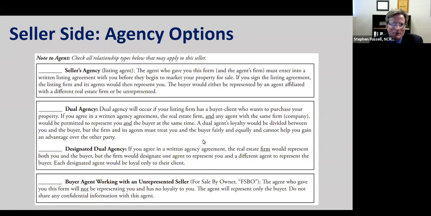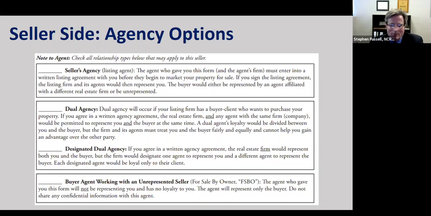So let's say, for example, in the first category, you've got a seller who wants to sell. You're hoping to list this property on behalf of your firm. And so what this form is saying to the seller is the agent who gave you this form and the agent's firm must enter into a written listing agreement with you before they begin to market your property. If you sign the listing agreement with the listing firm, then the firm and the agents would represent you. The buyer would either be represented by an agent affiliated with a different firm or be unrepresented. And this is a situation where your firm would only represent the seller, and any buyer involved would be represented either by another firm or be unrepresented.